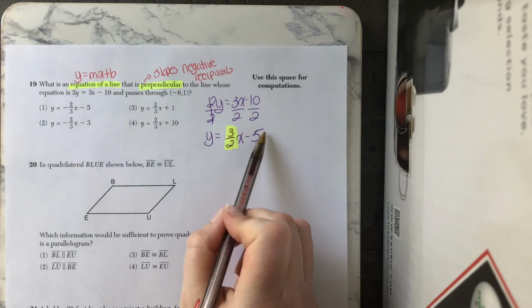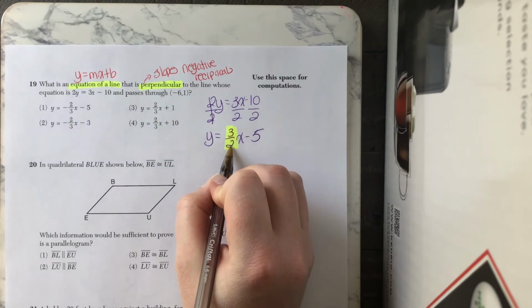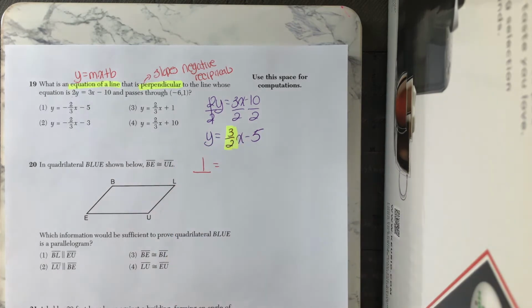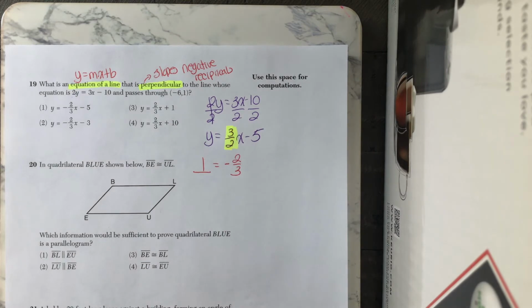But I don't want this line. I want to find a perpendicular line. So I'm going to take this slope of 3 over 2 and make it a negative reciprocal, right? Because I want those lines to be perpendicular. So instead of writing positive 3 over 2, I'm going to change it to negative 2 over 3. That's really the slope that I need if I want to solve this question.